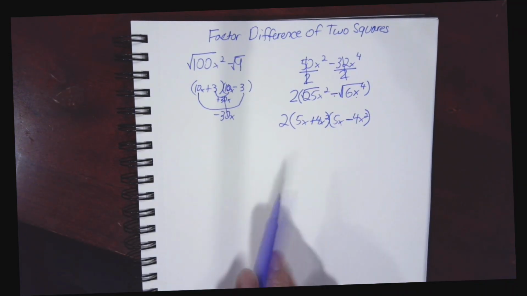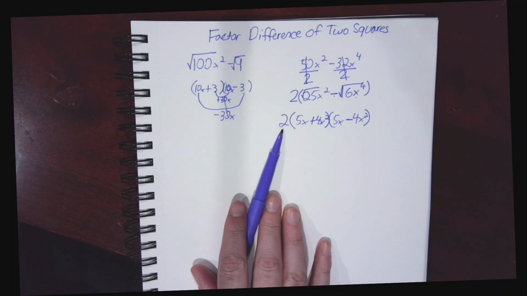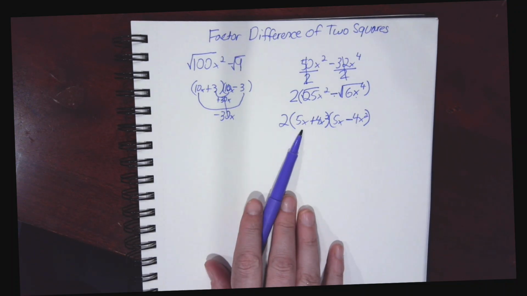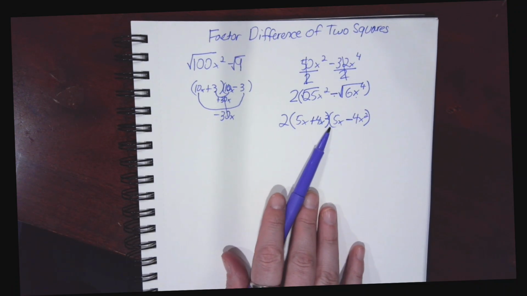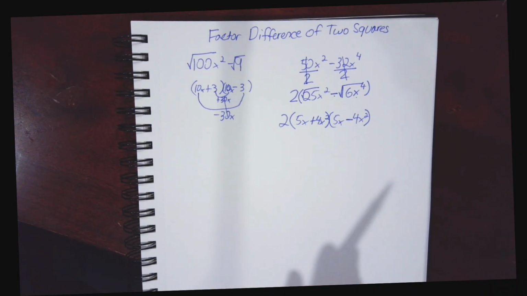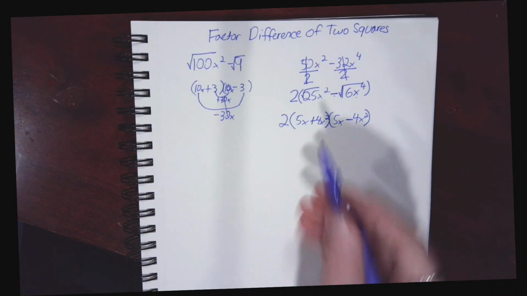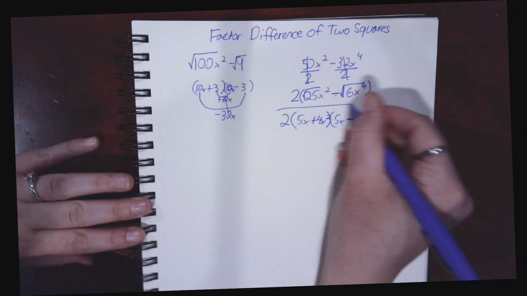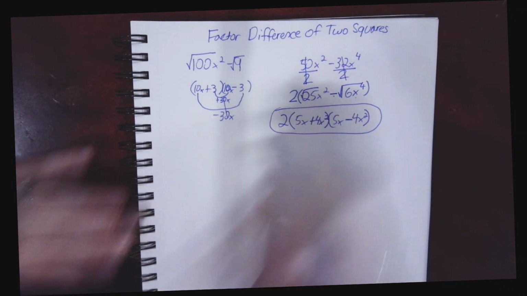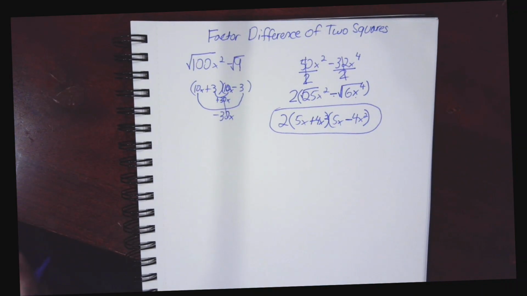So then my final answer will have the 2, and then times 5x plus 4x squared times 5x minus 4x squared. Okay, but you have to have this 2 as part of the final answer for it to be a complete answer.